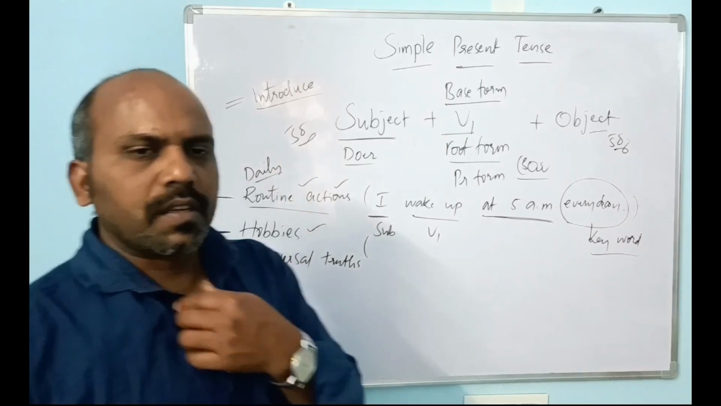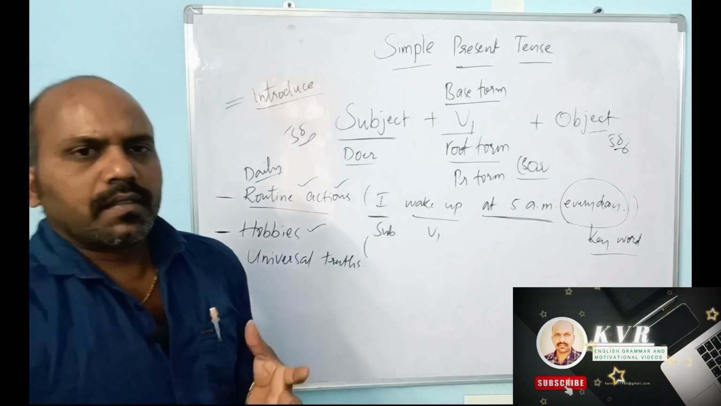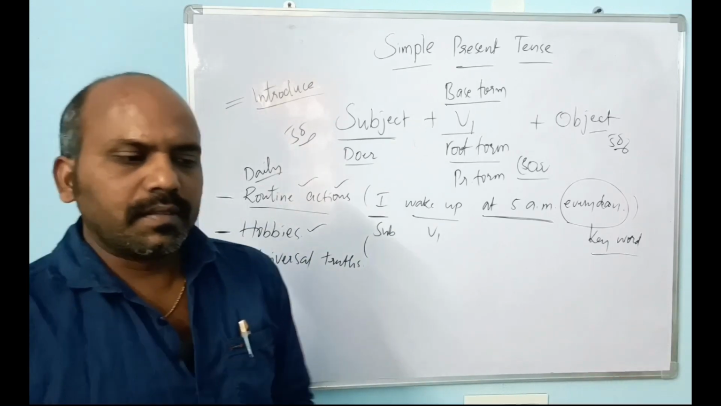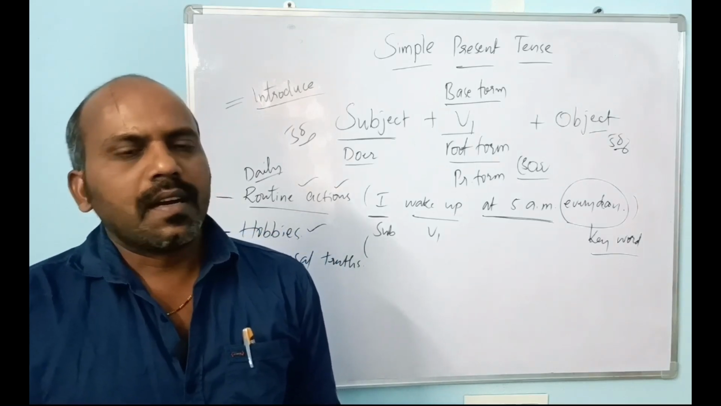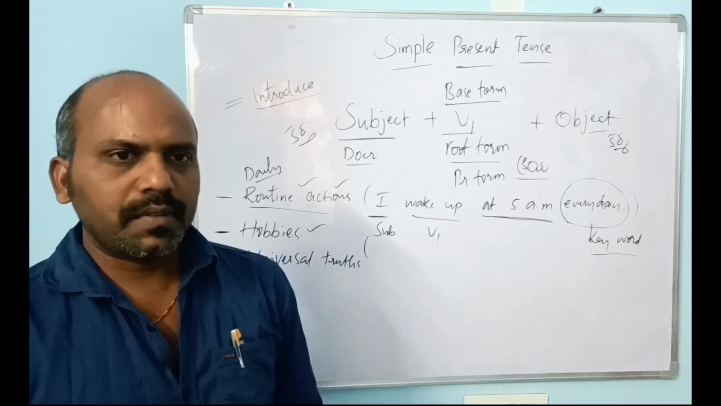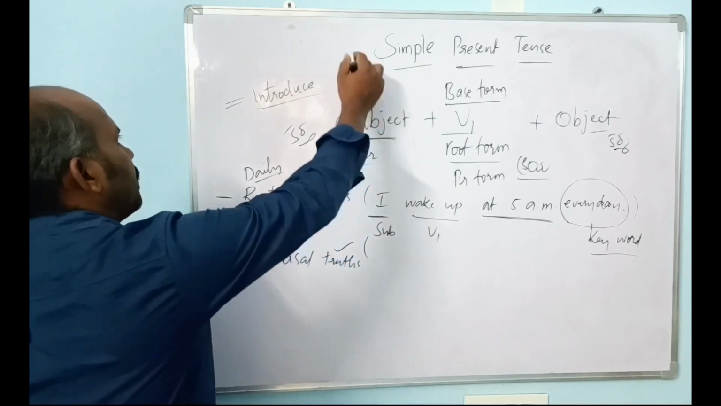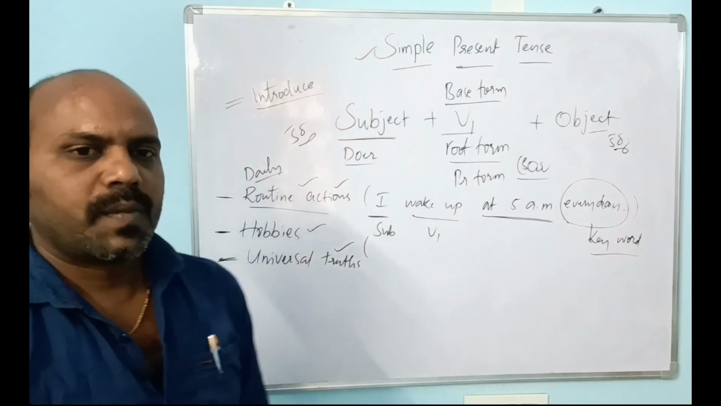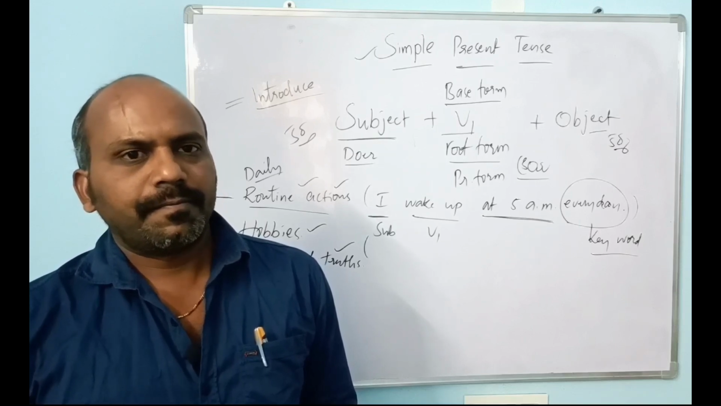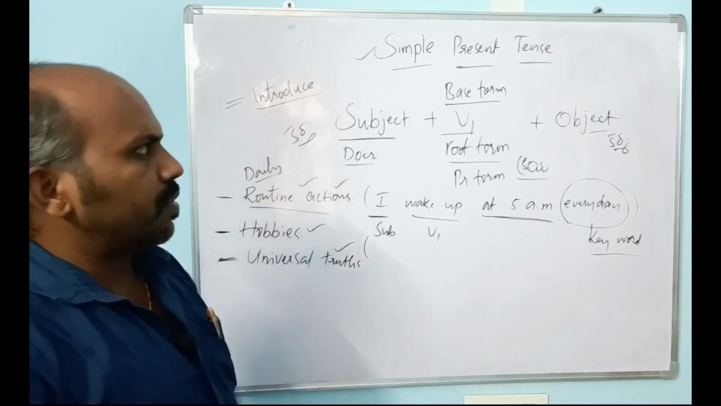And coming to one more, that is universal truths. What are universal truths? Suppose the sun rises in the east. Not only in India, if you say this in any country in the universe, all will agree, and that is called a universal truth. Universal truths are expressed in simple present tense. Tiger eats meat. Universal truth. Like those are expressed in simple present tense.